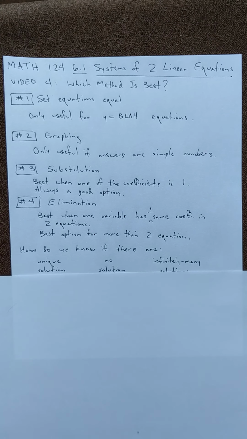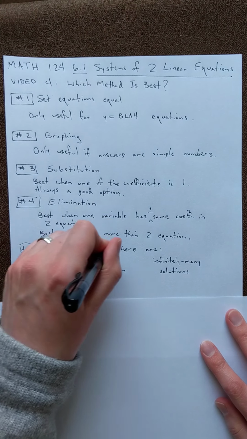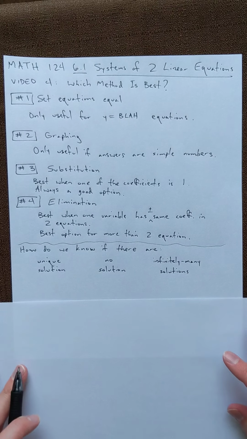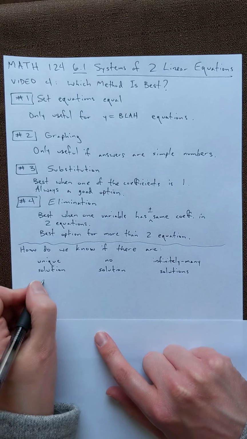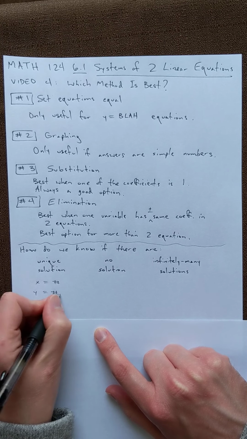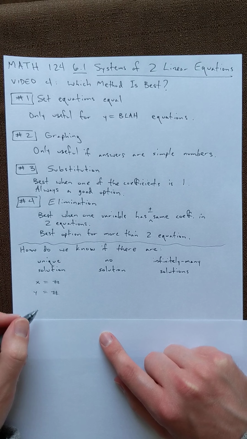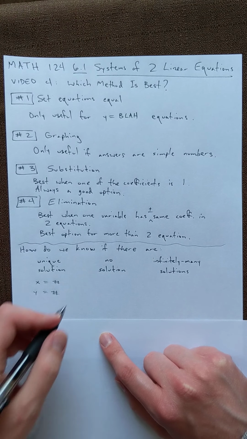Okay, real quick, I wanted to talk briefly about how we know how many answers there are going to be. If we go through the problem and we get x equals this and y equals that, that means we're going to have a unique solution. It's the particular point, x and y equal to these particular numbers.